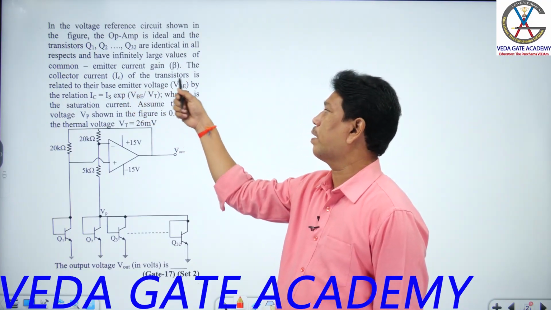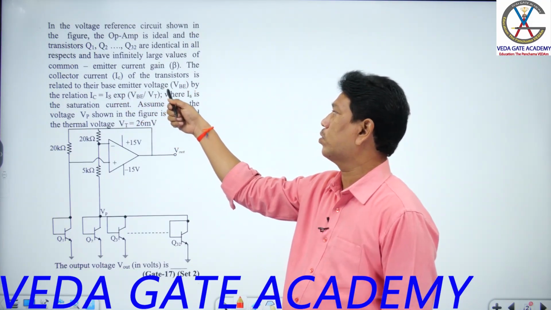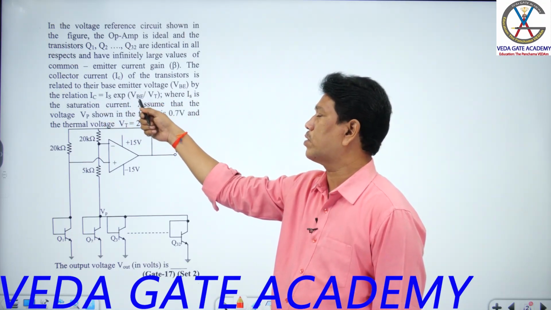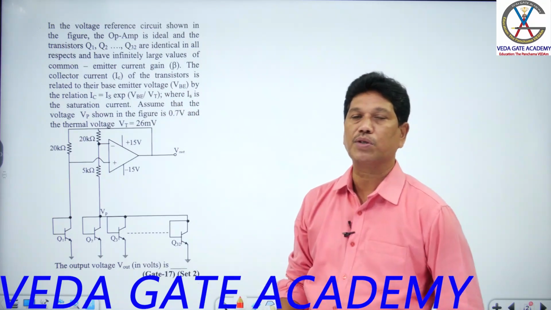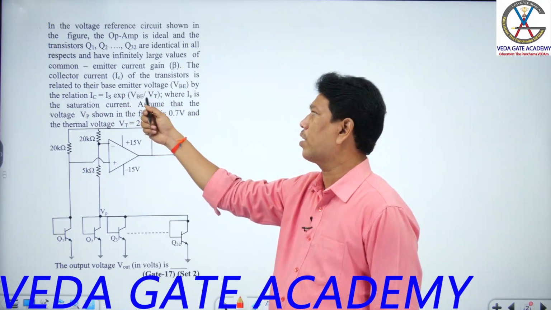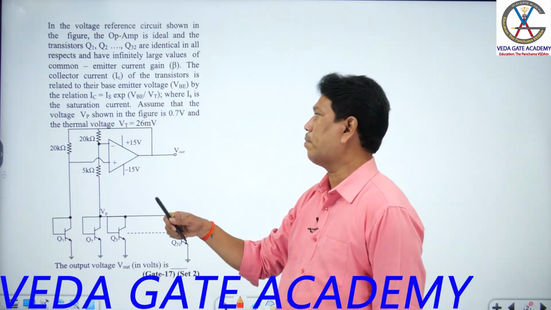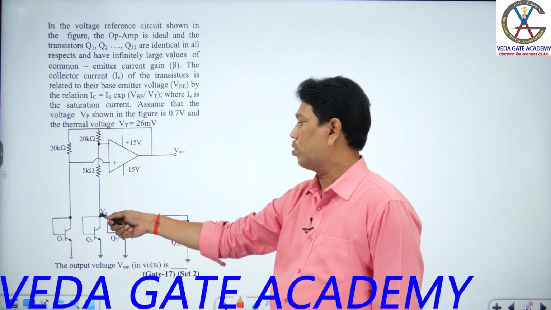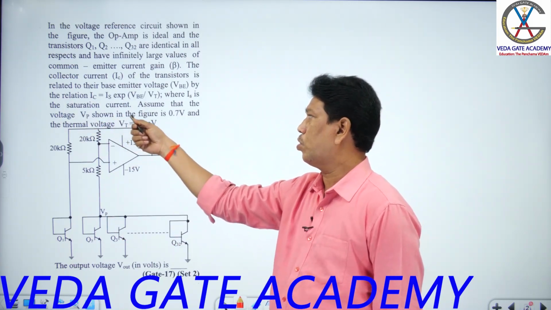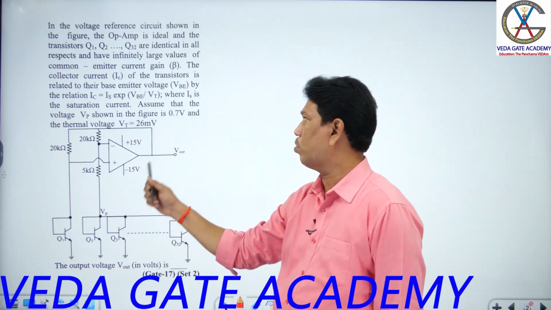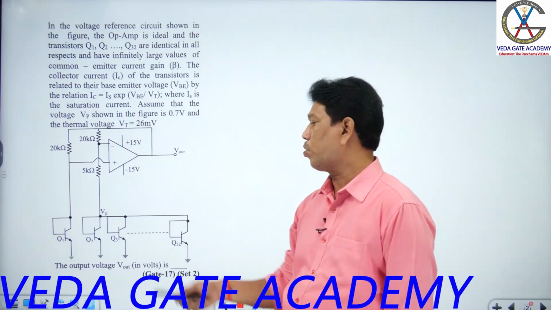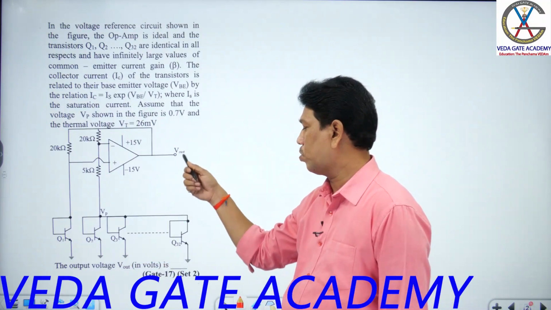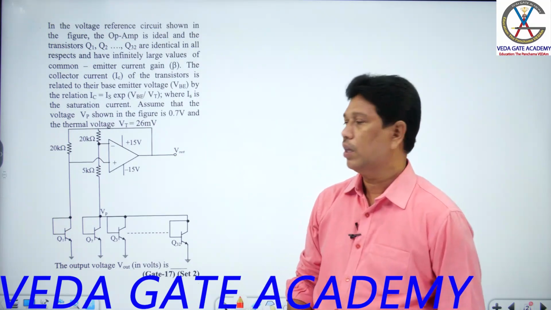The collector current IC of the transistors is related to their base to emitter voltage VBE by the relation IC equals IS into exponential of VBE by VT. That is the Shockley equation, where IS is the saturation current, VBE is the base emitter voltage, and VT is the thermal voltage. Assume that the voltage VP shown in the figure is 0.7 volt, and thermal voltage VT equals 26 millivolt. The question asks: what is the output voltage V out?